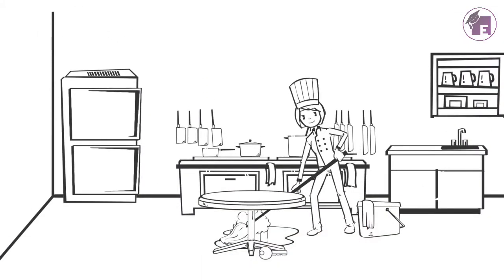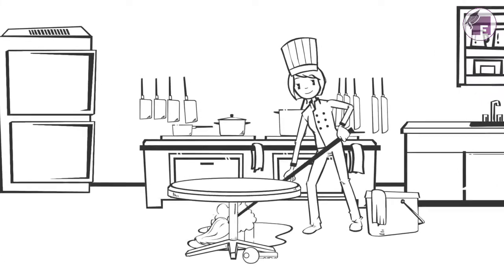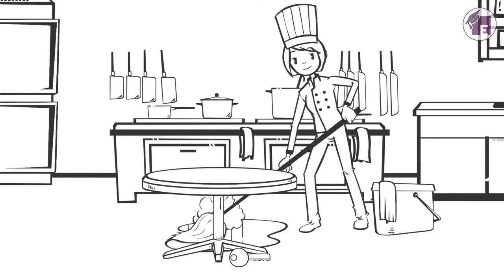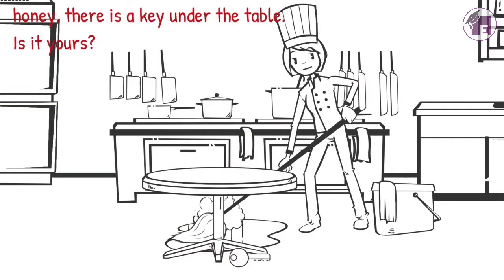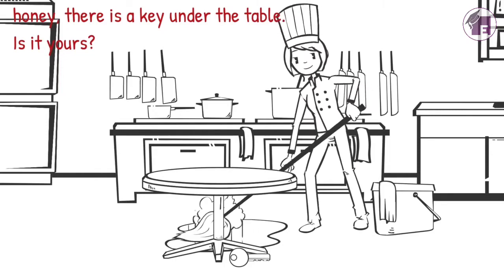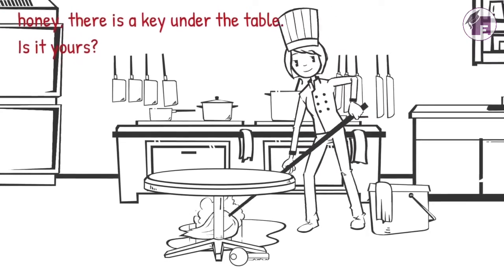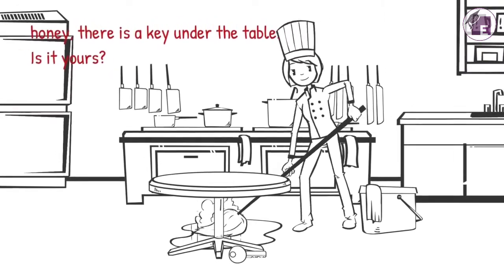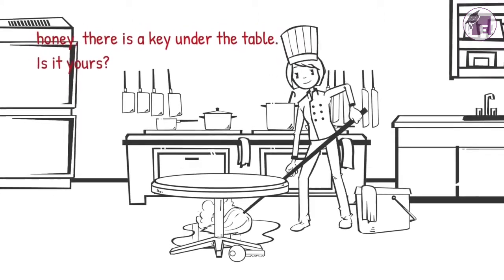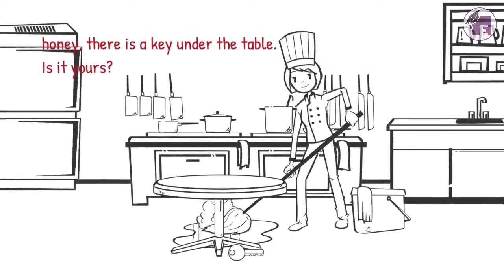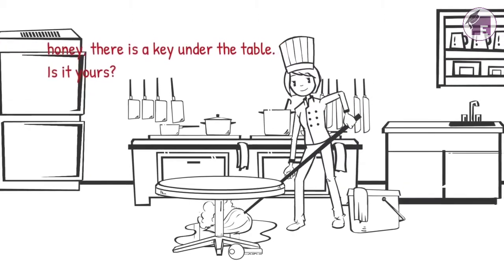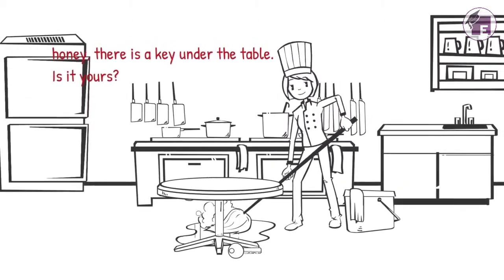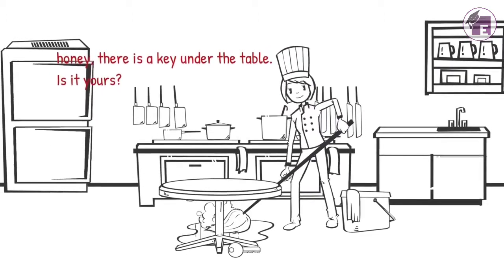Let's look at another example. Your wife is cleaning the kitchen. Then she sees something under the table and shouts, "Honey, there is a key under the table. Is it yours?" In this sentence, we don't describe the key. We just say that some key exists, lies under the table. Our accent here is the location, under the table.